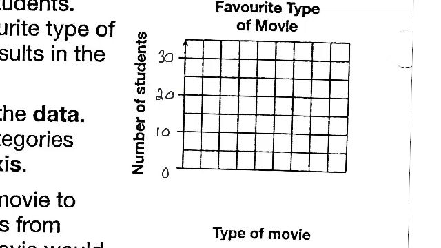On the bottom, we're going to create our categories. So we have romance, and I'm just going to shorten them. Romance, comedy, action, and drama.